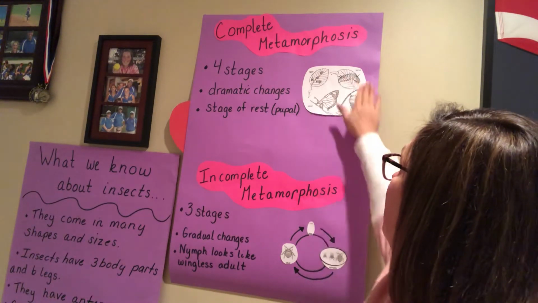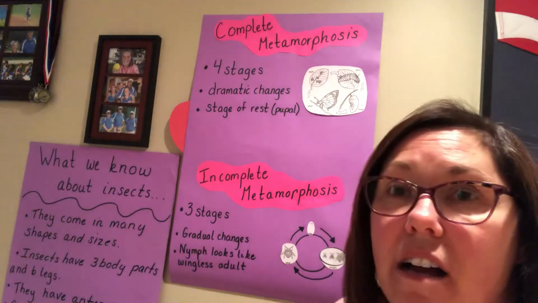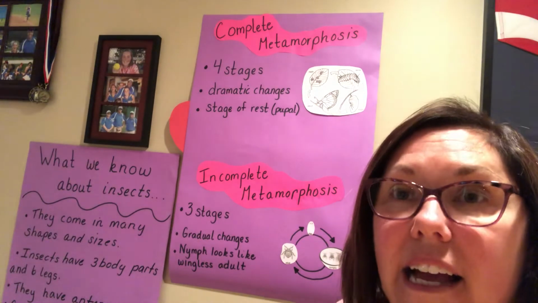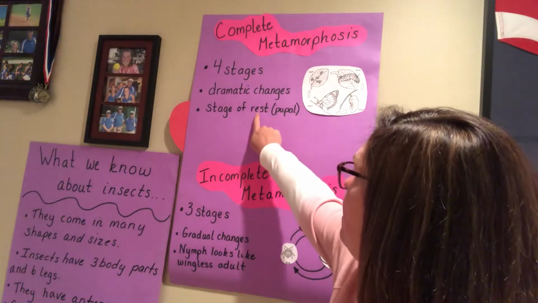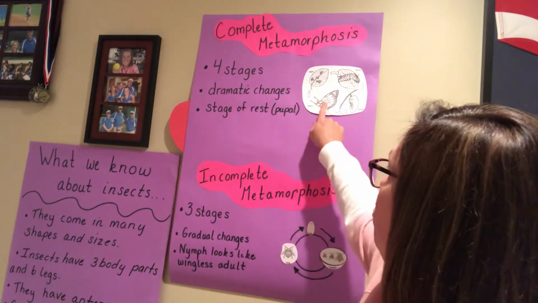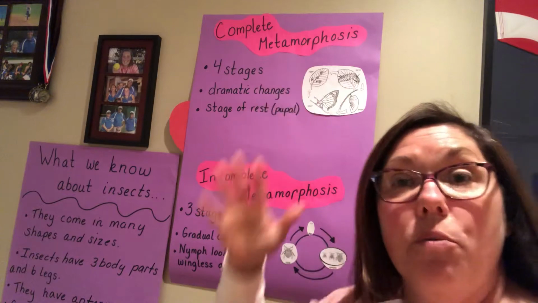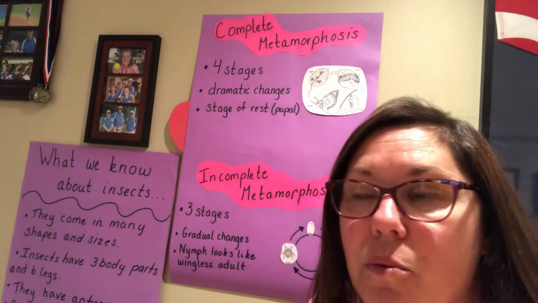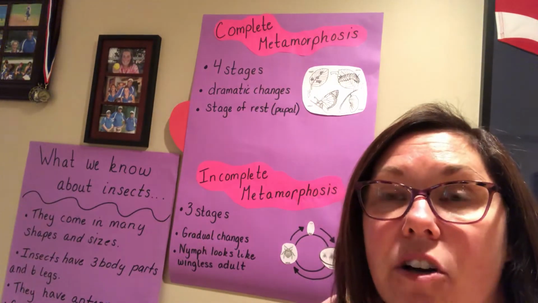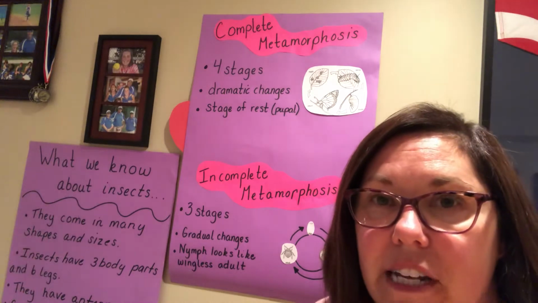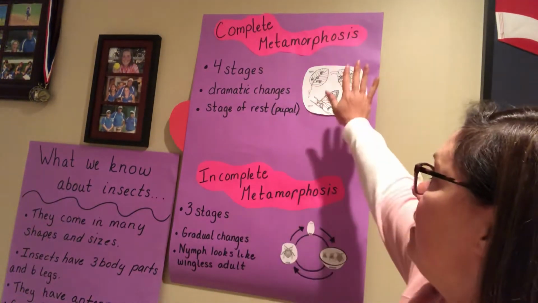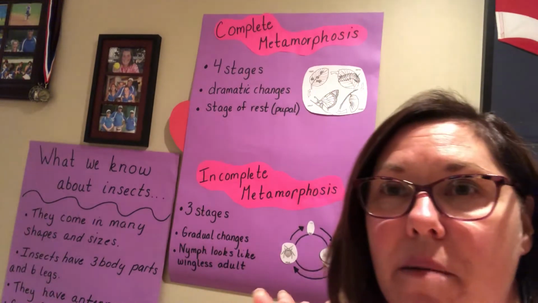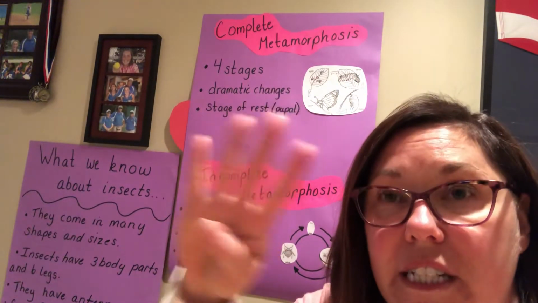Now this is the complete metamorphosis of a butterfly. There are 4 stages, and this is the important part, that they go through a pupal stage where they rest, and even while they're resting, they are going through dramatic changes and cool things are really happening there. Okay, so that's the complete metamorphosis, and the way to remember that is with 4 different stages.